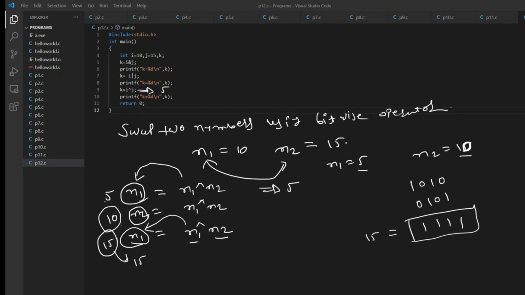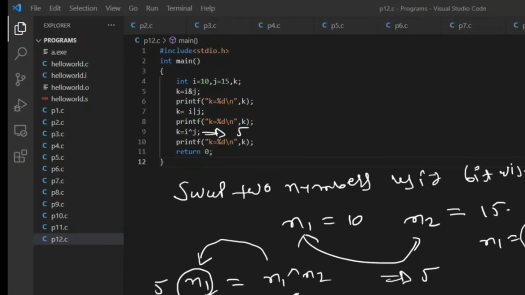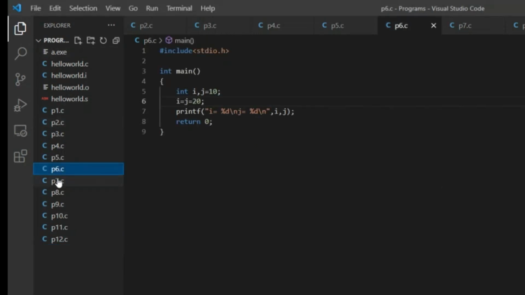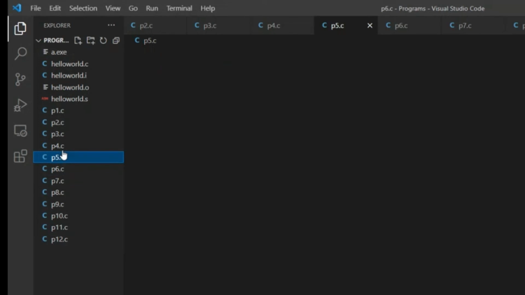One using addition and subtraction, one using multiplication and division, and one using the single line code. And this is another method for swapping two numbers. So I will write this logic here. Where is my swapping method code? Here.